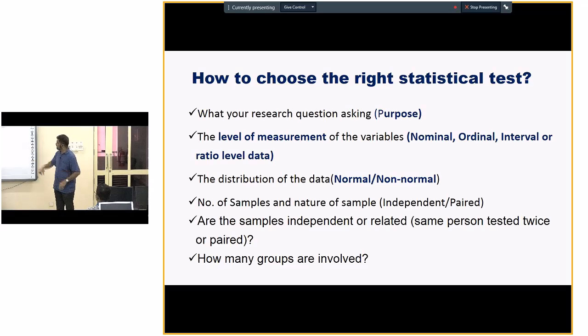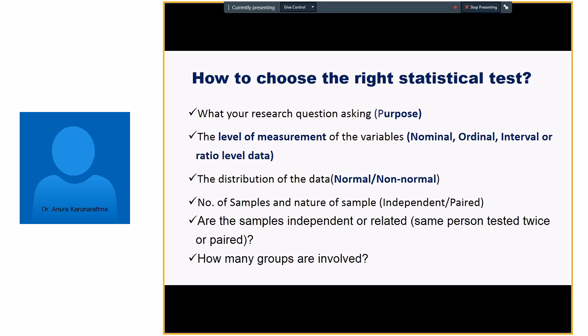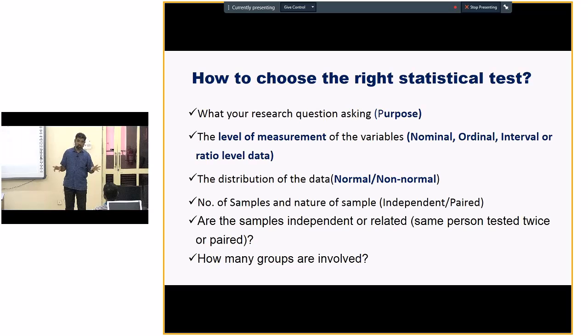Then the second one, level of measurement of your variables. You have a dependent variable and also independent variables. Right? Most probably you have one dependent variable and a number of independent variables. In some cases you may have two dependent variables. I ignore that part. At the very basic level, we have one dependent variable and a number of independent variables.